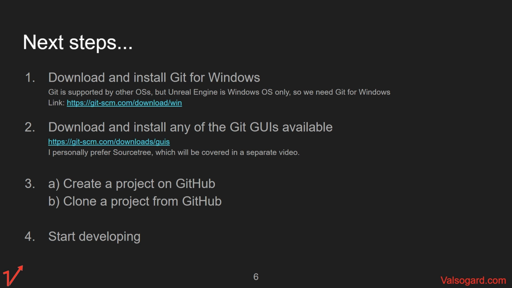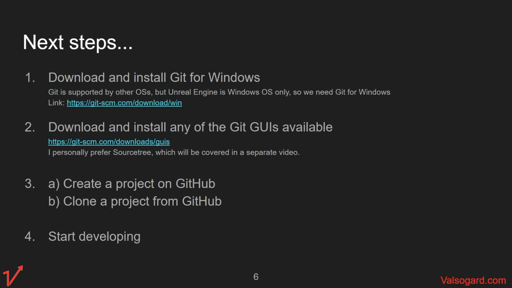The second step would be to download and install any of the Git graphic user interfaces out there available. And you can see the link on the screen as well. So this is the link. As I said already, I personally prefer Sourcetree, which will be covered in a separate video. But as I said, there are other Git GUIs out there, so feel free to choose one, but I personally recommend Sourcetree.